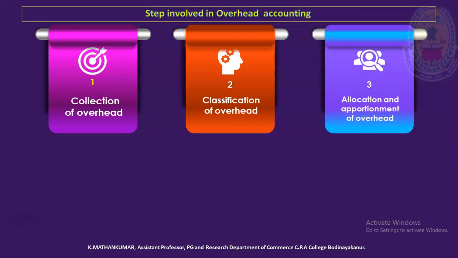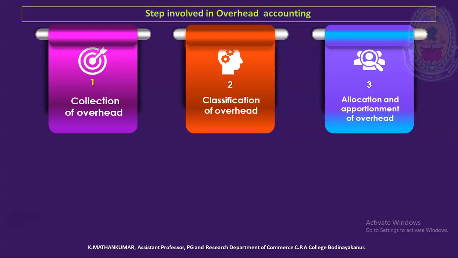Then the third step is allocation and apportionment of overhead. Allocation is the process of charging the full amount of overhead costs to a particular cost center or department. This is possible when the nature of the expenses can be easily identified with a particular cost center or department. For example, overtime wages paid to workers related to a particular department should be charged to that department.